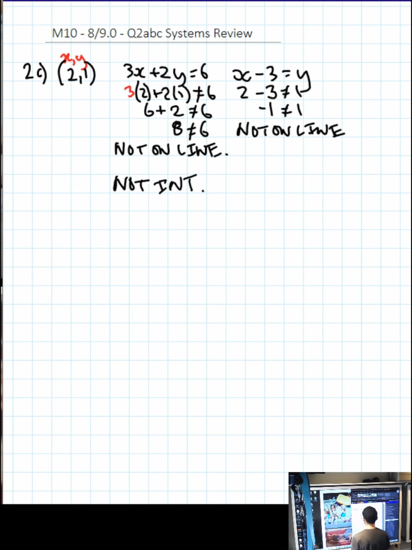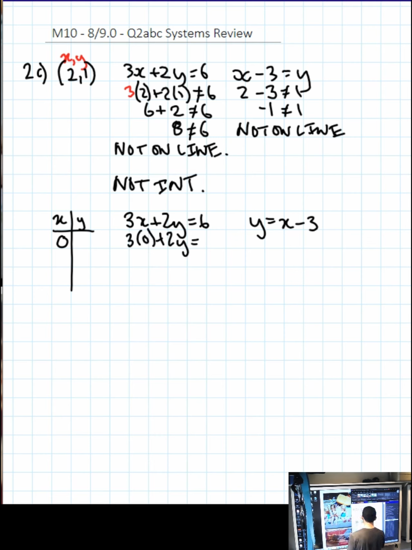Okay, so let's graph these just to prove that. So let's take 3x + 2y = 6, and let's mirror the other equation, y = x - 3. So for this equation on the left, I'm going to do a table of values and choose x and y, so I don't have to convert it into y = mx + b sometimes. So I'm going to choose values of x of 0 and substitute. So we get 3 times 0 + 2y = 6. 3 times 0 is 0. Divide both sides by 2, and we get y = 3.